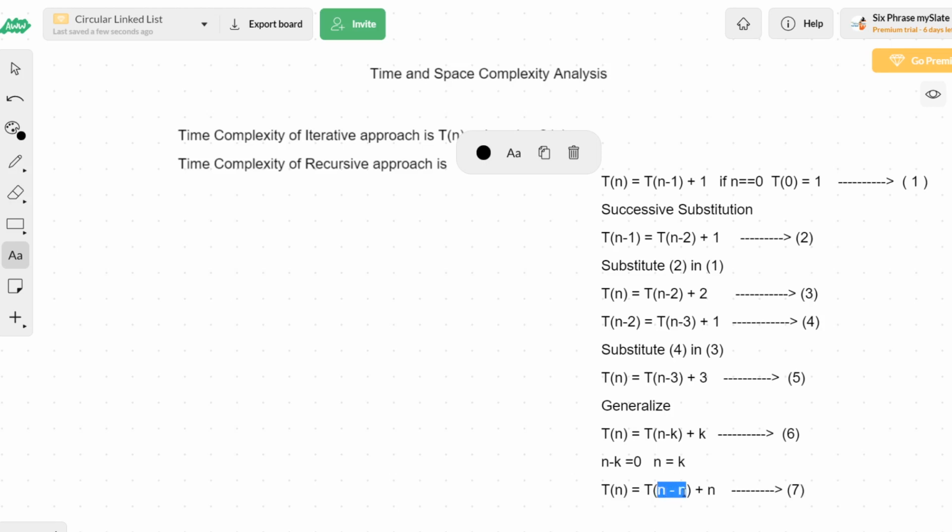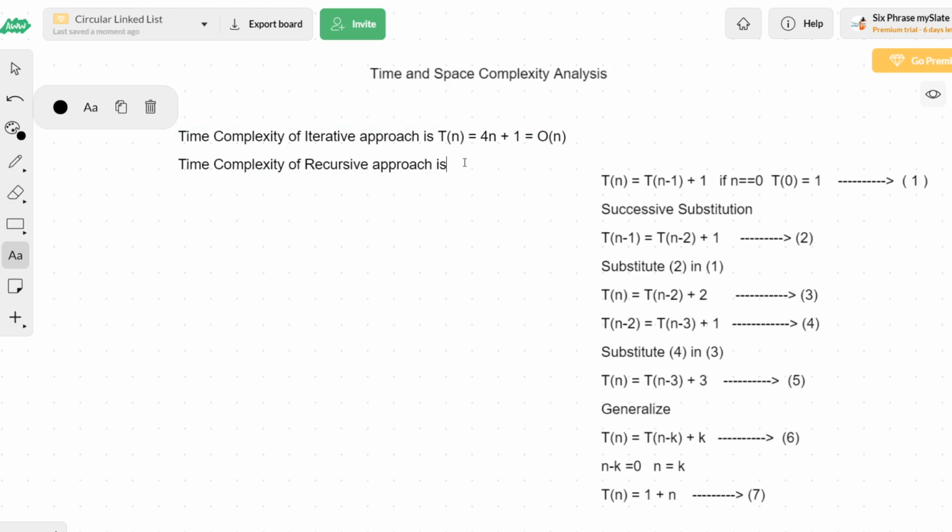What is n minus n? n minus n is equal to 0. What is T of 0? It is 1. So this equation is n plus 1. T of n is equal to 1 plus n. This equation, we clearly know, is a linear equation. So the time complexity of the recursive approach is also order of n. So the time complexity of both the techniques, iterative as well as recursive, is linear.